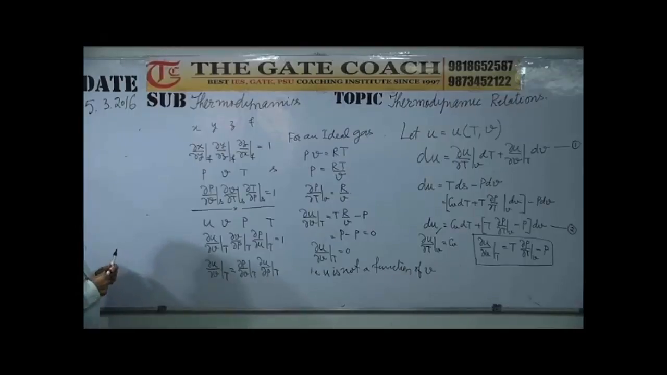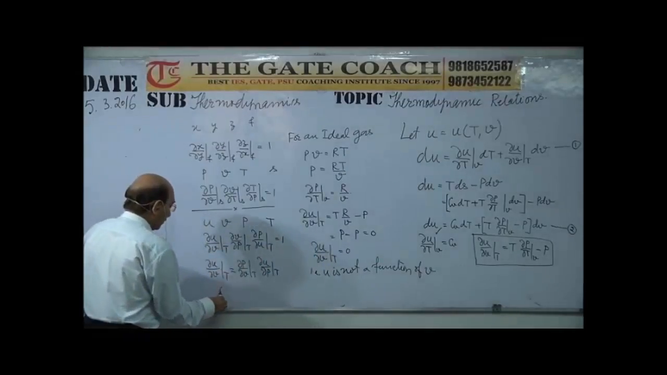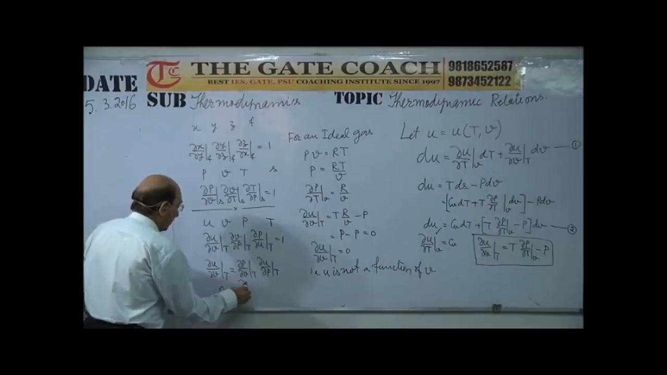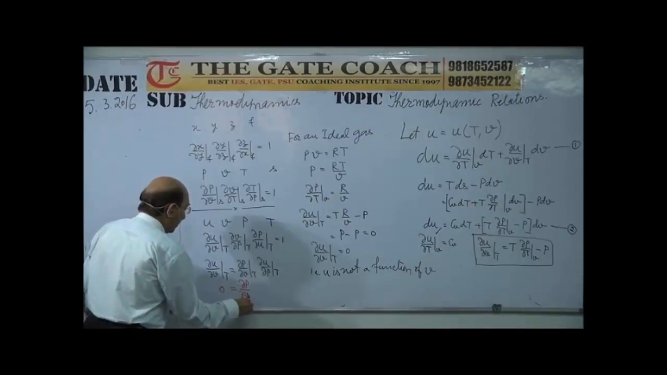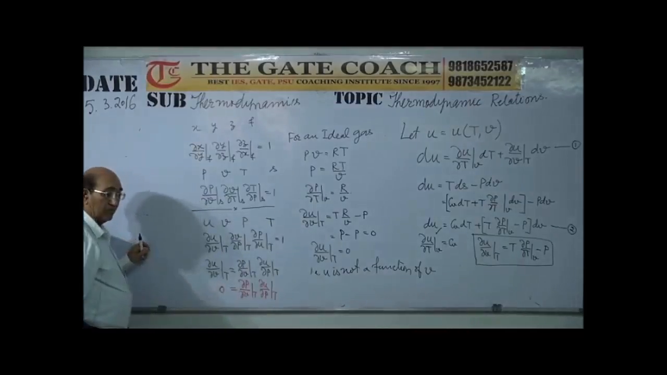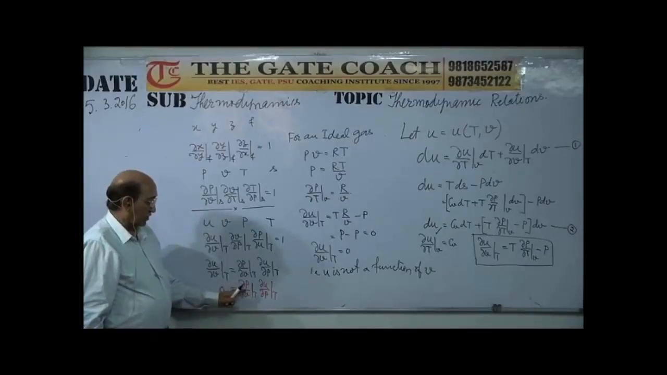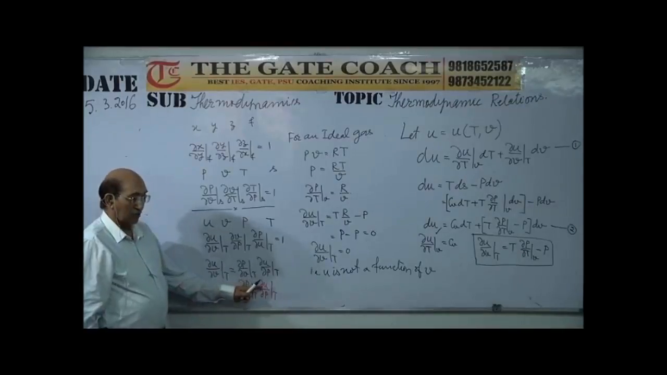Now a very important step. This we have proved, del U by del V at constant temperature is 0. So this should be del P by del V at constant temperature into del U by del P at constant temperature. Now be very careful. Product of these two terms has to be 0. Either this is 0 or this is 0.